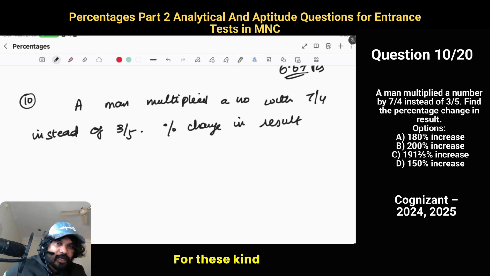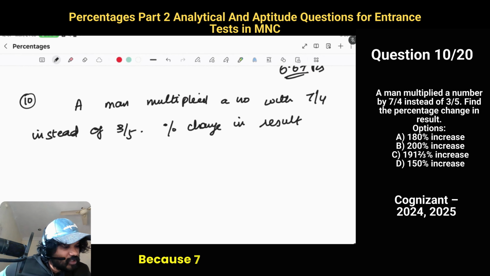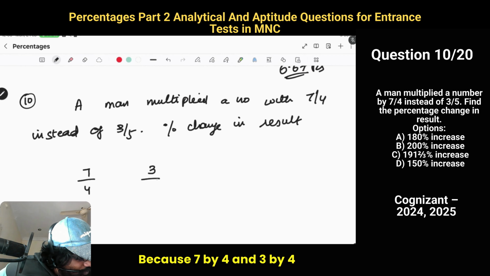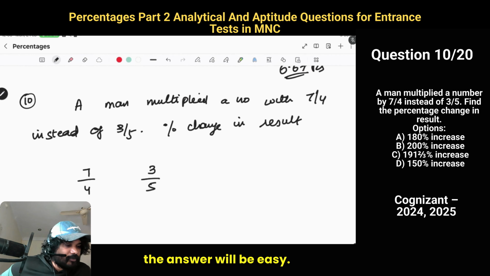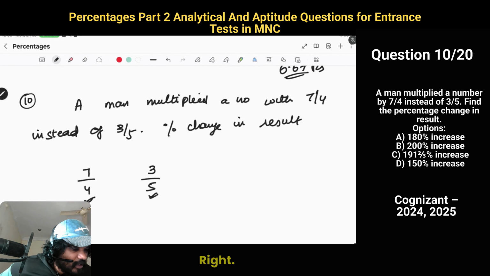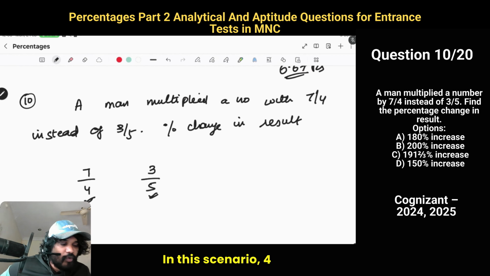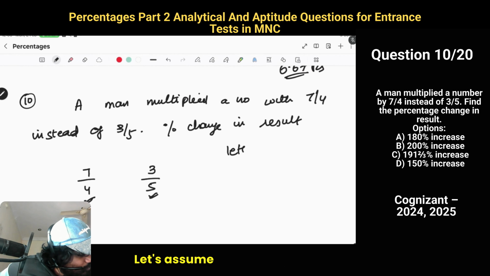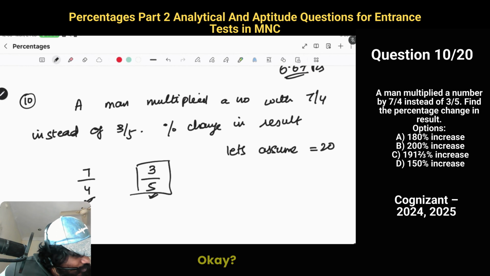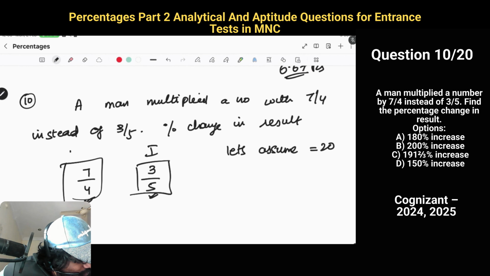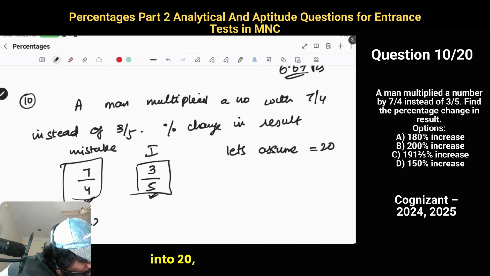For these kinds of questions, you should know how to take LCM, because for 7 by 4 and 3 by 5, you need to assume a common number so that the answer will be easy. So here 4 and 5. In this scenario, 4 into 5 is 20, right? Let's assume the number is 20. First, he has to do it by 3 by 5. But by mistake, he did it by 7 by 4. So with the mistake, 7 by 4 into 20, which is 35. The resultant you got is 35.